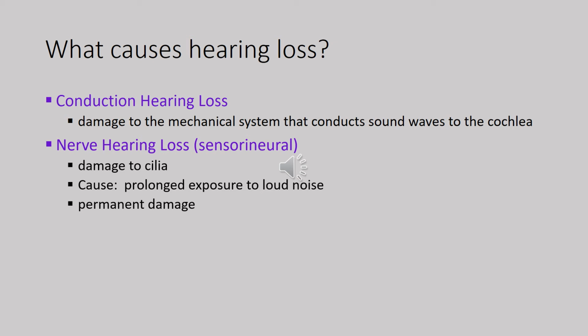Nerve hearing loss, or sensory neural hearing loss, would be damage to the cochlea, and this is damage to the hair cells, or the nerve endings we call cilia. This is normally due to prolonged exposure to noise. This causes permanent damage. However, we now perform cochlear implants that can repair this type of damage.